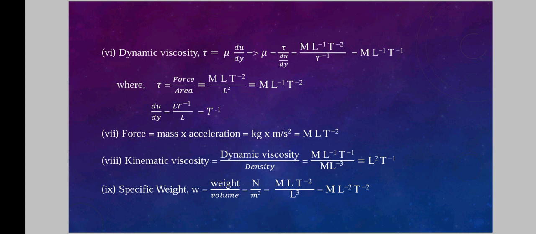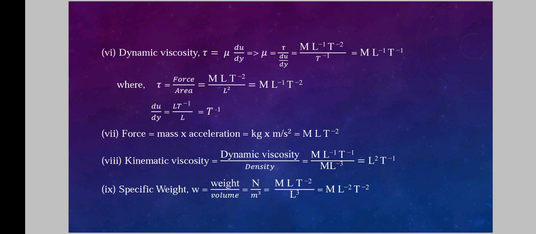And similarly for du by dy, u is L T power minus 1 and y is L, so resolving this we will get T power minus 1. This is going to be applied in the dynamic viscosity formula. For force the formula is mass into acceleration. So mass, which is kg, and acceleration, meter per second squared. For kg the dimension will be M, and for acceleration it is L T power minus 2.